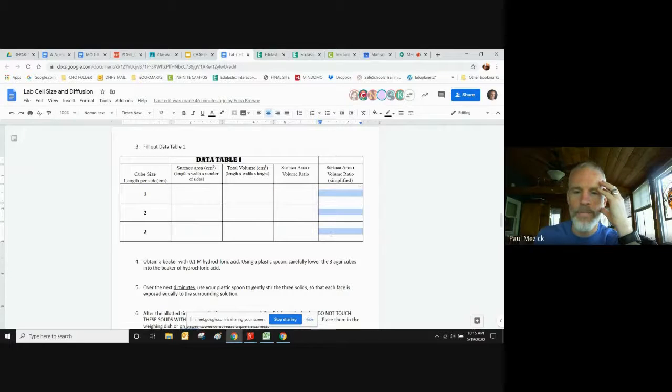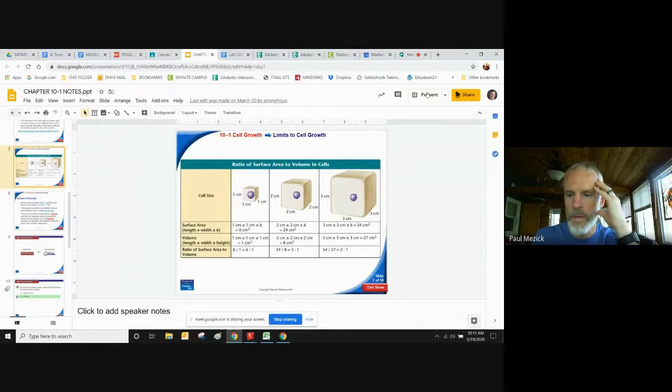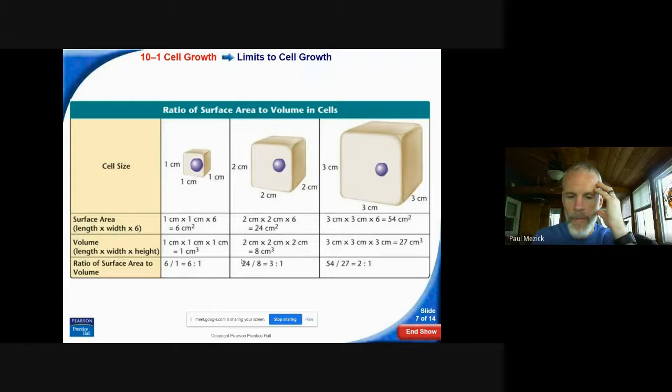Then your answers simplified would be over here. And when I say simplified, if we look here, you've got 6 to 1, which is already simplified, but 24 to 8, that's not simplified. So you would take the common denominator, right? And you would end up with 8. So 8 goes into 8 1 time, and 8 goes into 24 3 times. So it's 3 to 1. So that's simplified. And then the same here, 54 over 27.